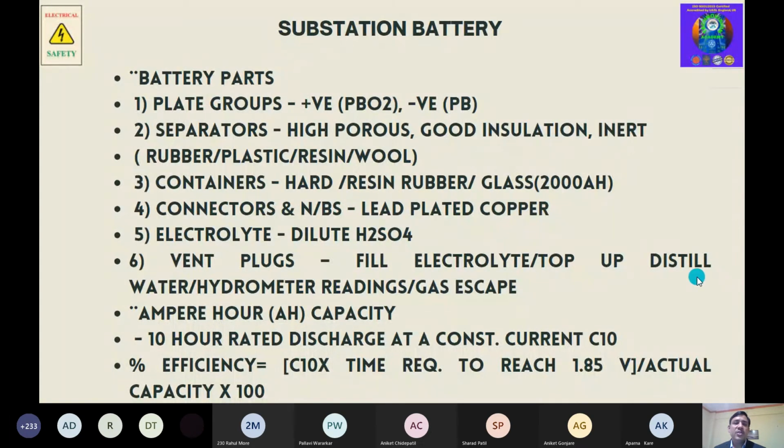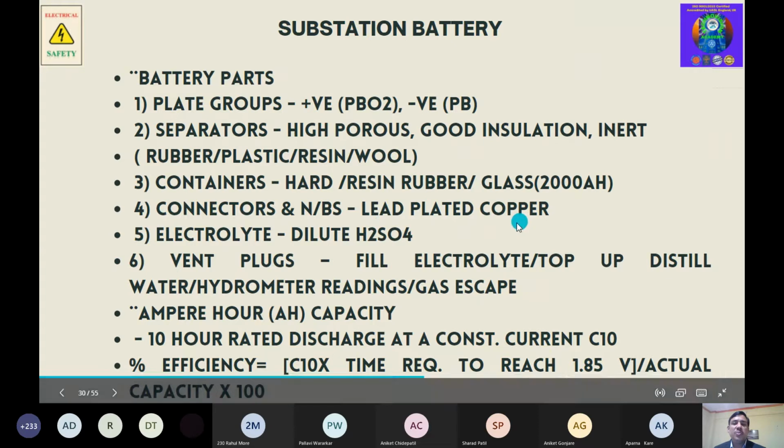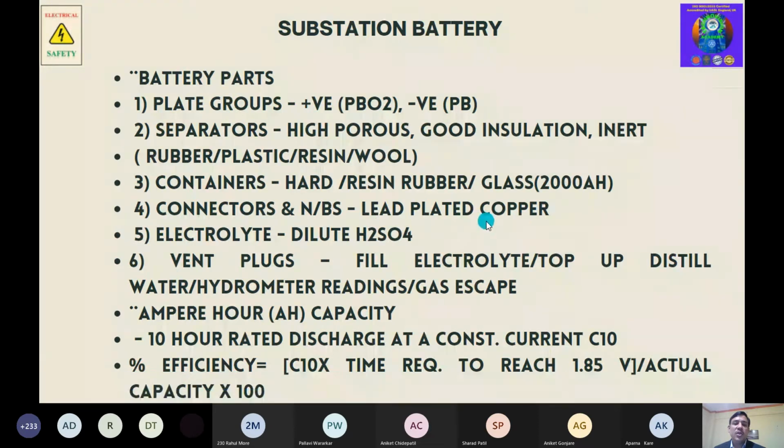Then we have battery plates, that is, positive and negative plates. Then we have separators, like rubber, plastic or iron, in between the positive and negative plates. For the lead acid battery, the positive plate is PbO2 and the negative is Pb. Then we have connection nut bolts. These are generally copper but lead plated; a coating is provided on them.